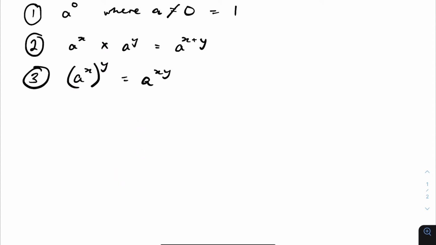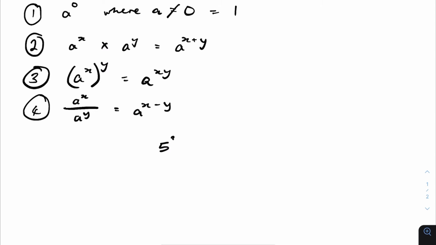The next rule is quite similar to the other ones. Rule number 4. If you have a to the power of x over a to the power of y, yep, you guessed it, it's a to the power of x minus y. And this is essentially because, let's just test that theory out.